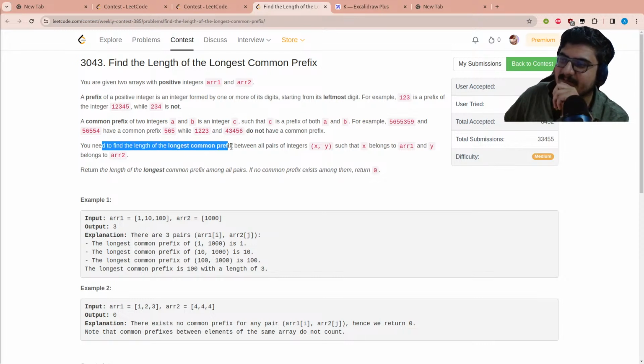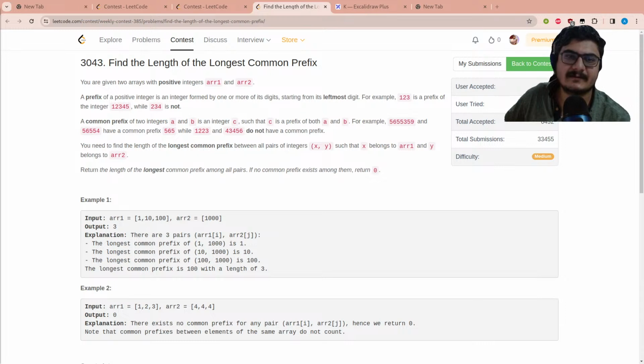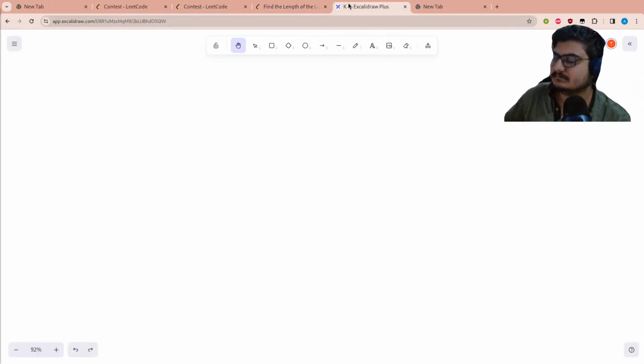You need to find the length of the longest common prefix between all the pairs of integers x and y such that x belongs to arr1 and y belongs to arr2, and return the length of the longest common prefix among all the pairs. If no common prefix exists among them, return 0. Let's look at some of the examples here. In the first example, array 1 is 1, 10 and 100, and array 2 is 1000. And if you notice, one second.